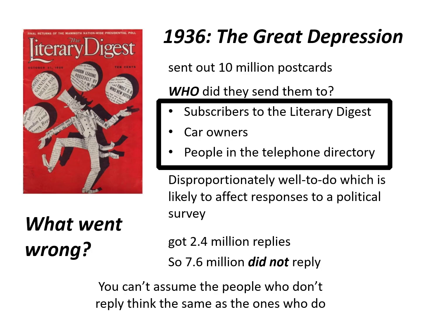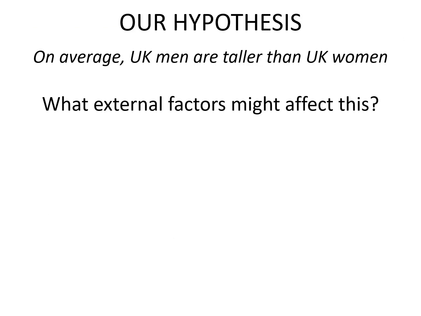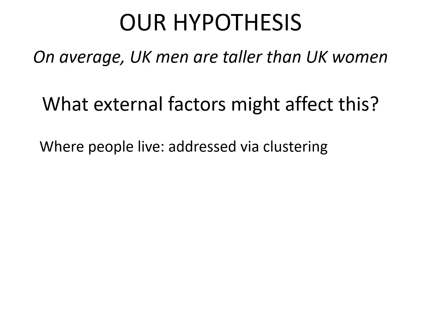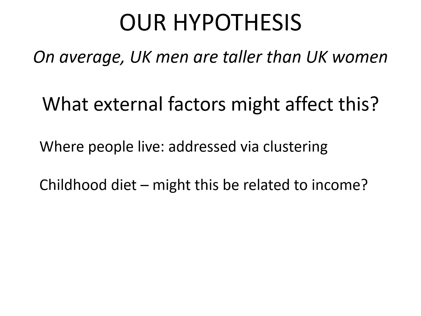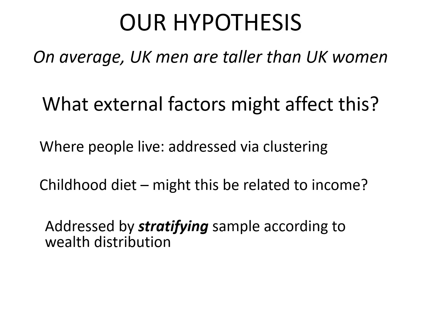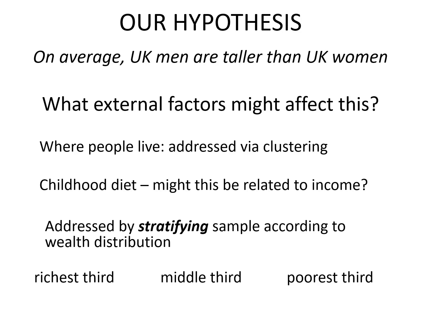But what we want to know is, what can we learn from this to put together our sample to assess this hypothesis? On average, UK men are taller than UK women. What external factors might affect male and female heights? Well, where people live might affect it, but we've already addressed that by our clustering technique. I suppose it's true that childhood diet might affect it, and might that be related to income? Just in case it is, I'm going to stratify my sample according to wealth. And I'm going to divide my sample into 3 groups: the richest third, the middle third, and the poorest third. And I'm going to make sure that I get equal numbers of data points from each of these groupings.